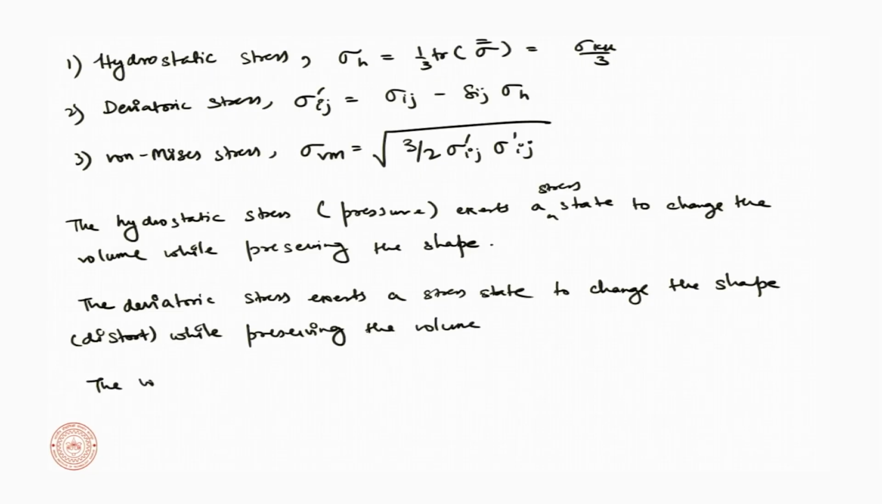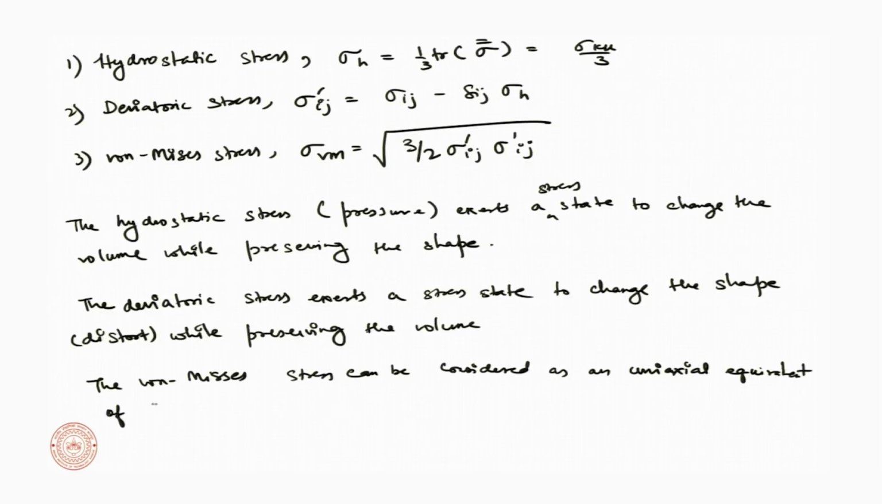The von Mises stress can be considered as a uniaxial equivalent of a multiaxial stress state. Right, and it is used in some failure criteria, not all failure criteria, but there are certain failure criteria.